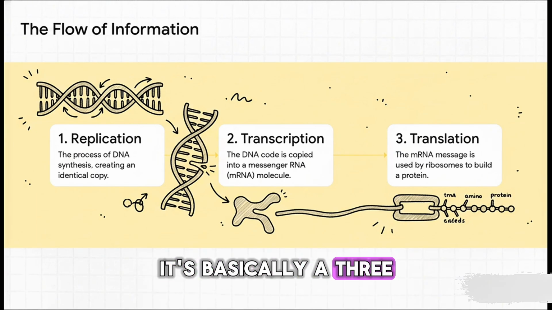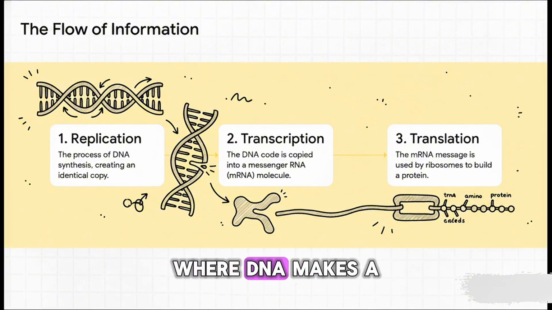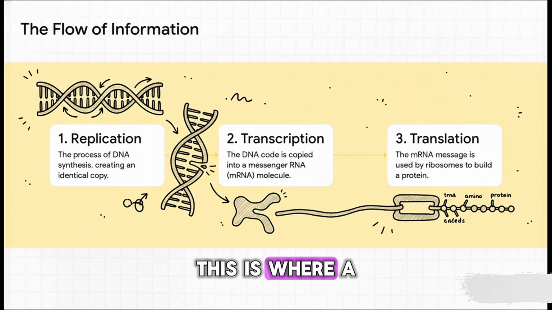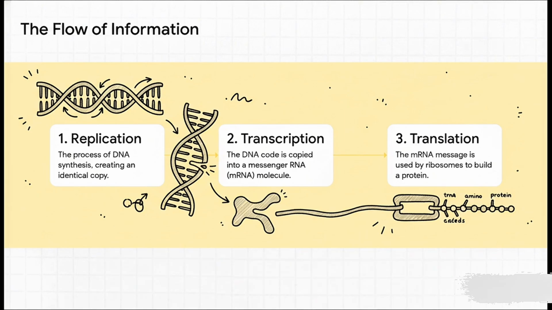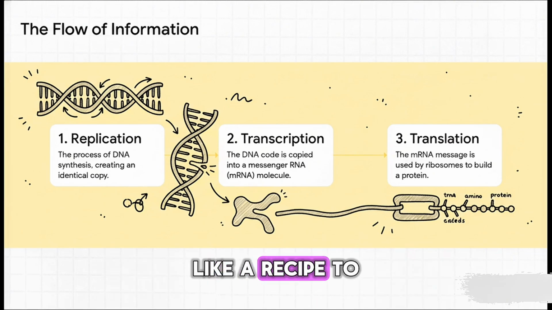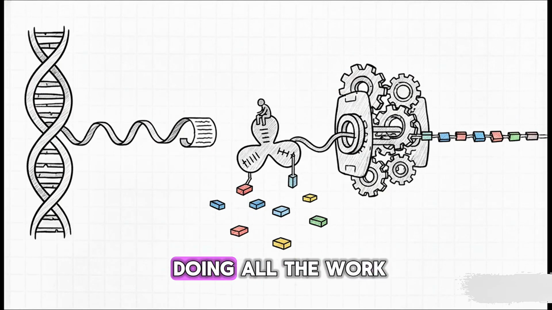It's basically a 3-step information pipeline. First, you have replication, where DNA makes a copy of itself. Next comes transcription. This is where a segment of the DNA code gets copied into a messenger RNA molecule. And last, you have translation, where that RNA message is read like a recipe to build a protein. DNA to RNA to protein. That's the flow. But it's not just one type of RNA doing all the work.